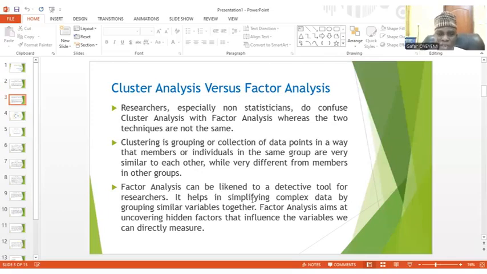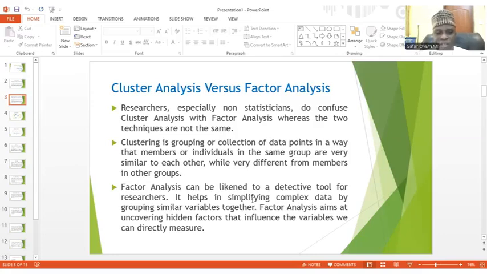Most researchers, especially non-statisticians, do confuse cluster analysis with factor analysis, whereas the two are not the same. Clustering is the grouping or collection of data points in such a way that members or individuals in the same group are very similar to one another, and quite different from members belonging to other groups. That is what we refer to as clustering.